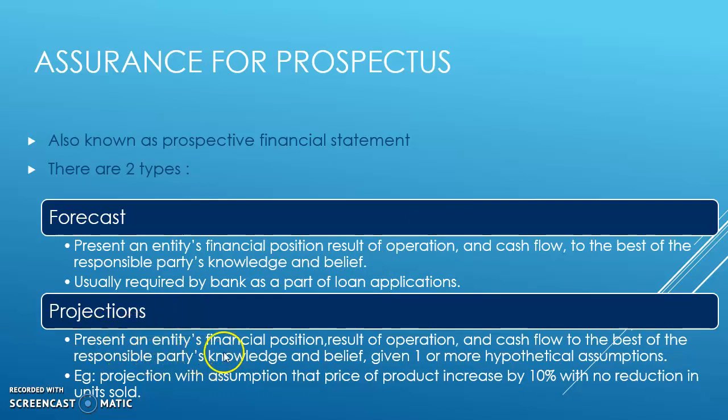And then projection. Projection presents an entity's financial position, result of operation, and cash flow to the best of the responsible party's knowledge and belief, given one or more hypothetical assumptions. For example, projection with assumption that price of product increased by 10% with no reduction in units. So that is example of the projection.